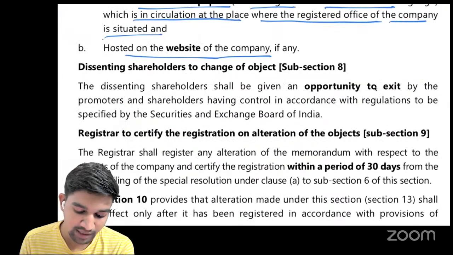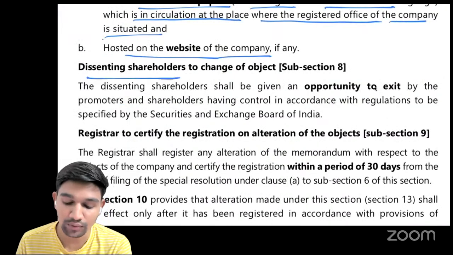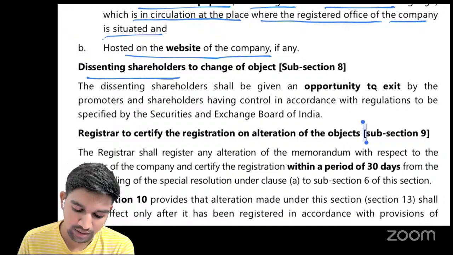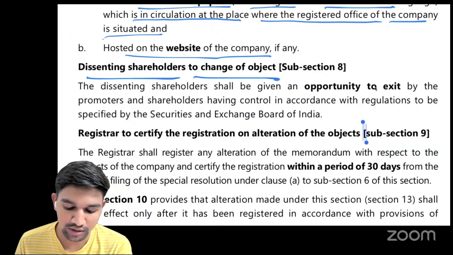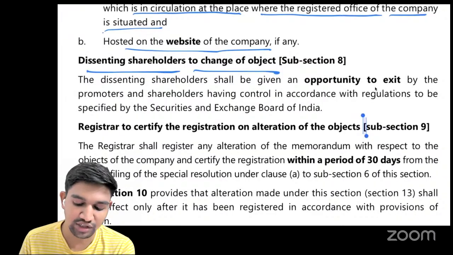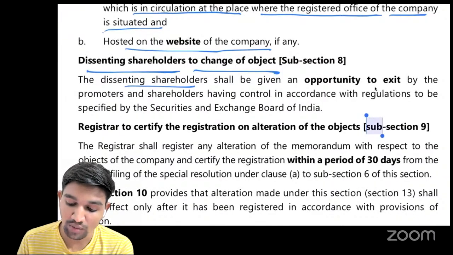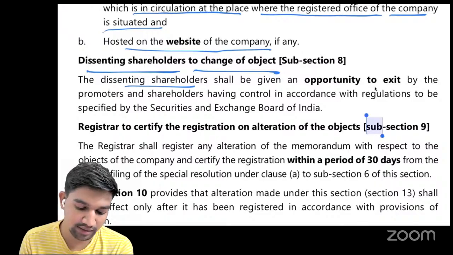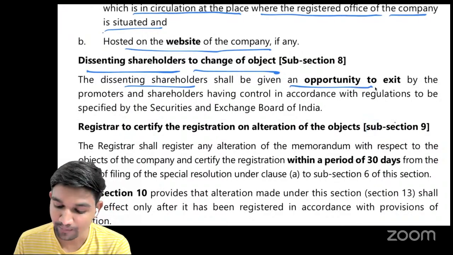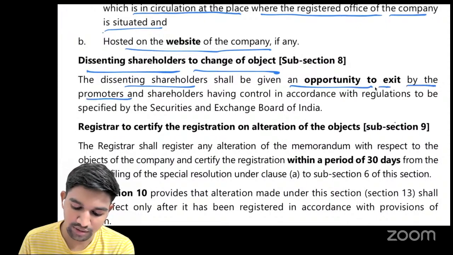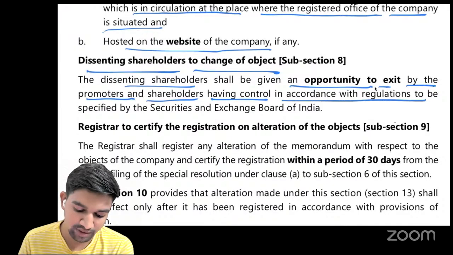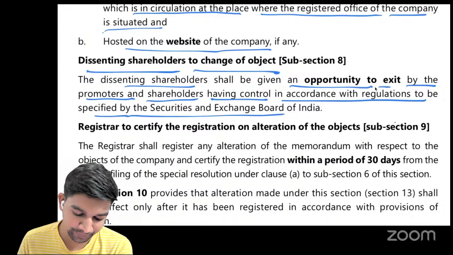Now, dissenting shareholders to change of objects. The dissenting shareholders shall be given an opportunity to exit by the promoters and shareholders having control, in accordance with the regulations to be specified by SEBI.